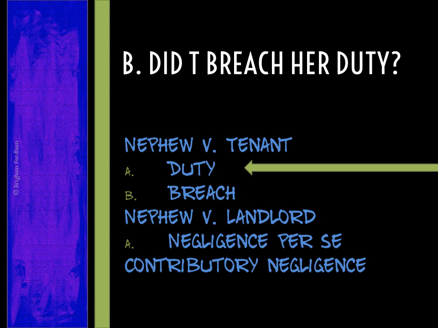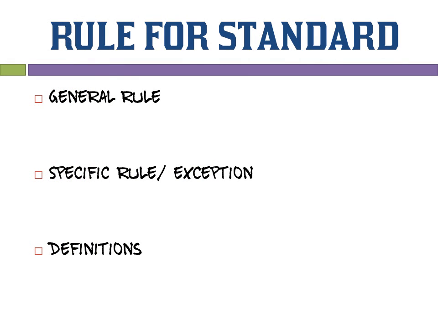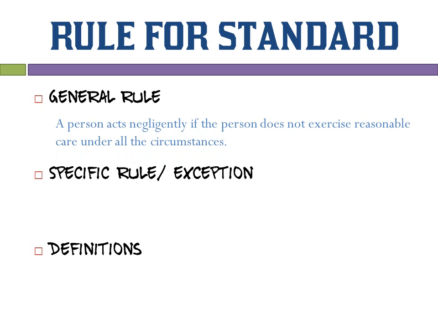Next we move on to breach of duty. Okay, we're going to have a general rule, which you already saw earlier. A person acts negligently if the person does not exercise reasonable care under all of the circumstances. Now, maybe there's an exception, but tenant's not a professional. Tenant doesn't have superior faculties that we're aware of. Tenant isn't a child, it would appear. So we might not need an exception.